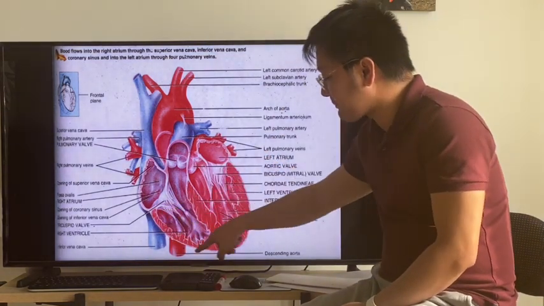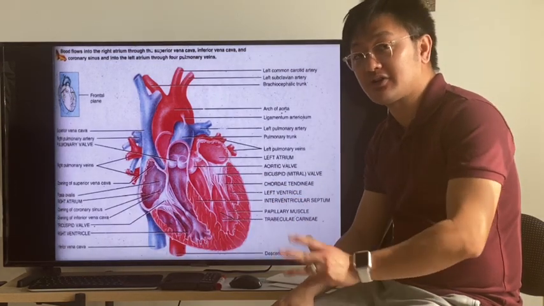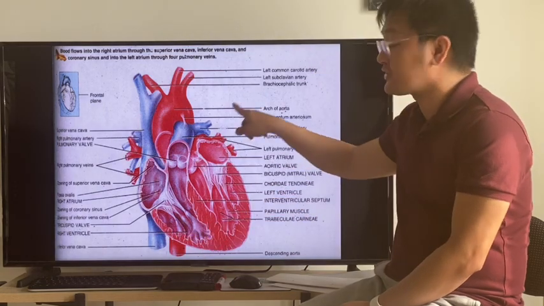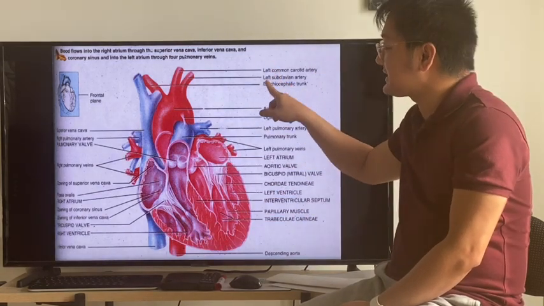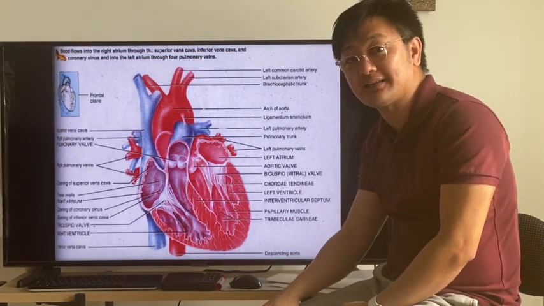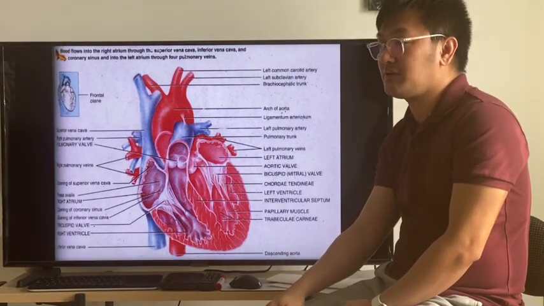Okay, now when do we have hypertrophy in the right ventricle chamber? Remember that the right ventricle pumps blood going to your lungs. If you have an existing pulmonary problem, for example, you have COPD, specifically you have bronchitis, or another condition, if you have pulmonary hypertension.